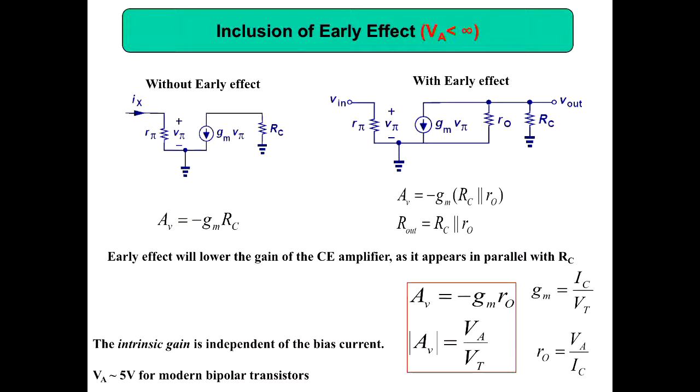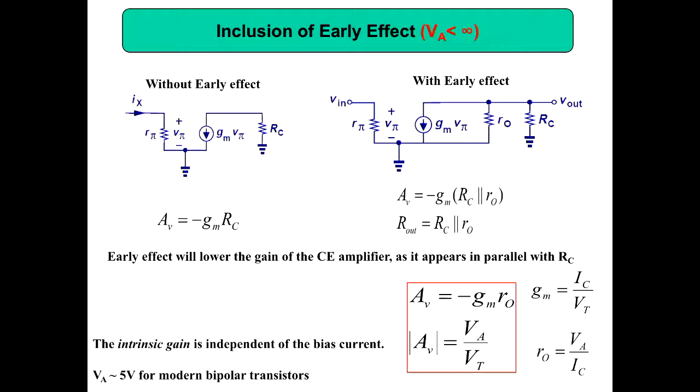The intrinsic gain of the transistor is 5 volt divided by 26 millivolt, and you get some value X. Or say we got some number like 100, just as an example. That is the intrinsic gain. So when you design a voltage amplifier, you will never get beyond this 100; you will always get below 100. That is called the intrinsic gain of the amplifier.